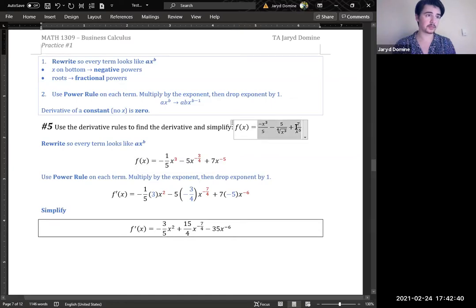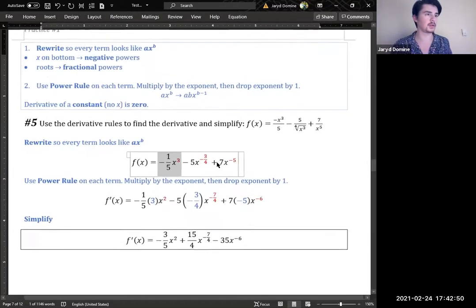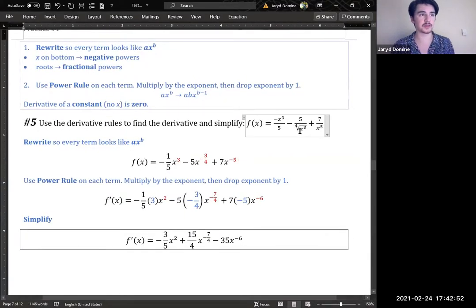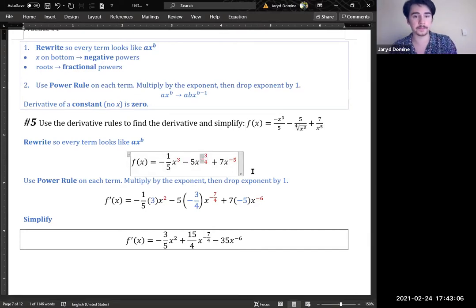So this is what we're given. If we rewrite every term, the first term, we have minus x cubed over 5. That stays the same. It's already in the right form. The second term, we have minus 5 over the 4th root of x cubed. So the 4th root of x cubed gives us a 3/4 power. And then the fact that it's on the bottom makes it negative.